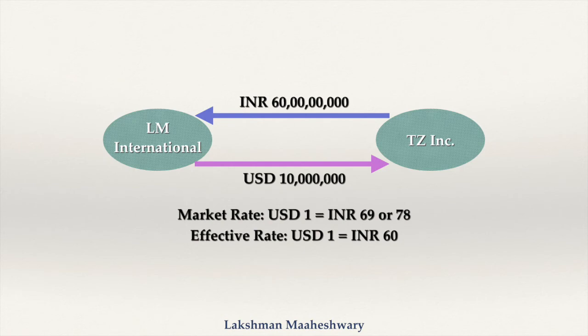So when the time comes to reverse the transaction, TZINC pays LM International 60 crore rupees and LM International pays TZINC 10 million US dollars. Now again, please note that the market rate for 1 US dollar may be either 69 or 78 rupees, but that does not matter. The effective exchange rate here will be 60 rupees.